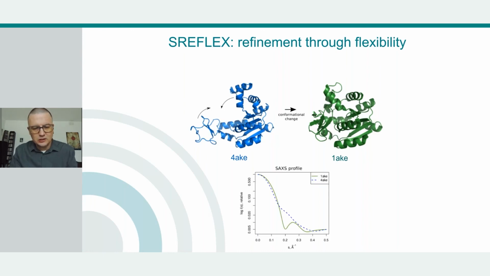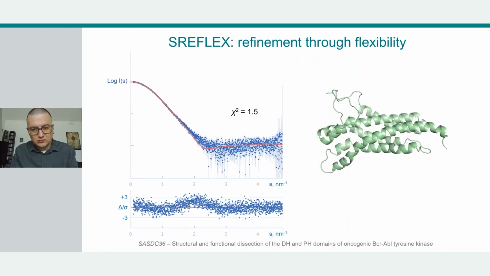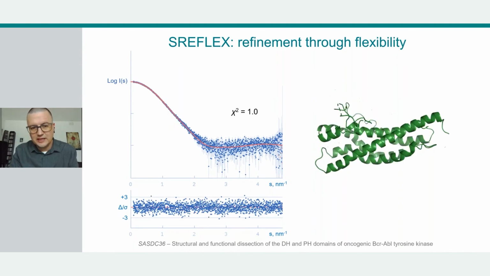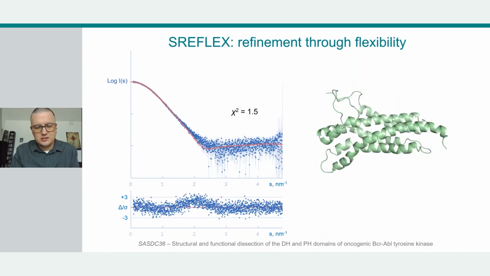So these two models, for example, produce dramatically different scattering patterns. What sReflex will do for you is start from the given model and try to flexibly bend it such that it fits the experimental data better.